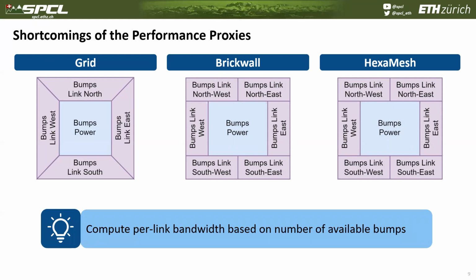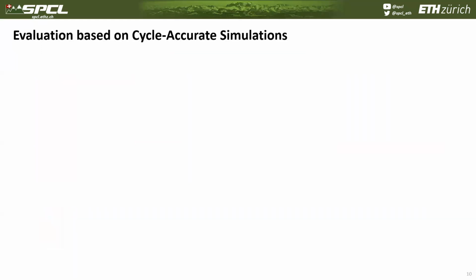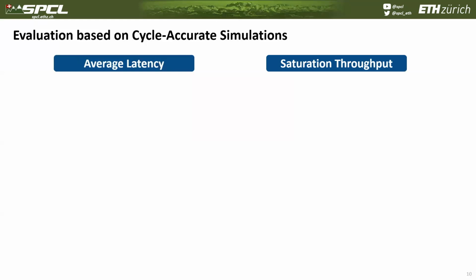So what we actually need to do is compute the per link bandwidth based on the number of available bumps and incorporate this into our analysis. We did this and we combined this with cycle accurate simulation using the BookSim simulator. And here we now analyze the average packet latency as well as the saturation throughput of our network.